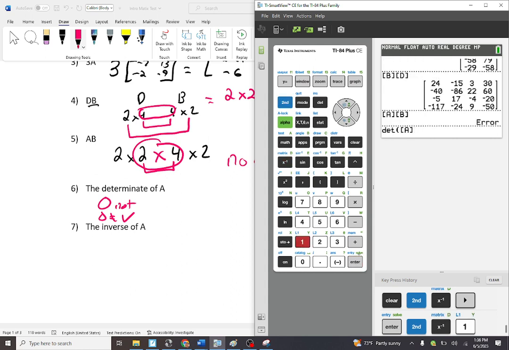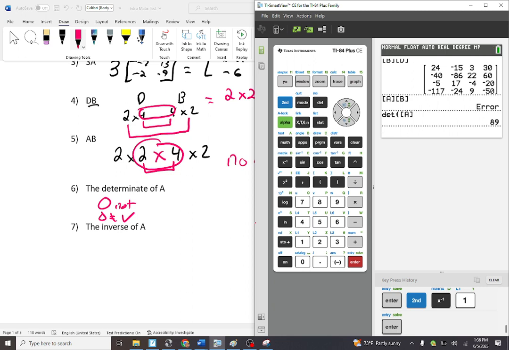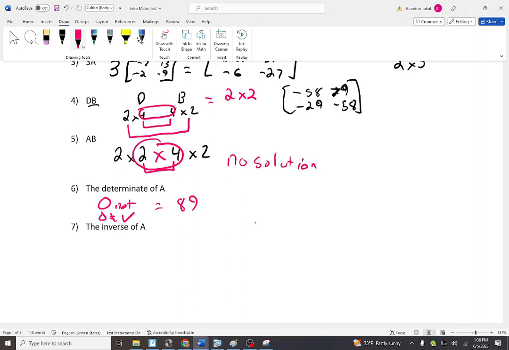Oh, that's so much easier. And then you just press enter. How do you do it without a calculator? I'll do that off the camera because I'd rather you just know the calculator, okay?